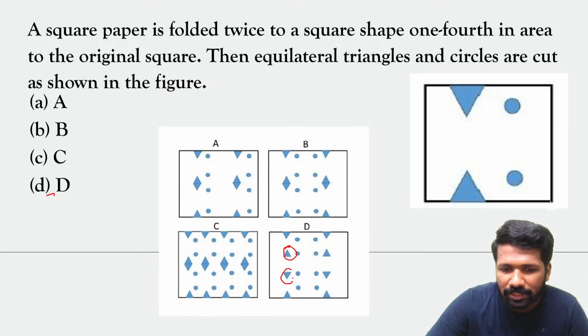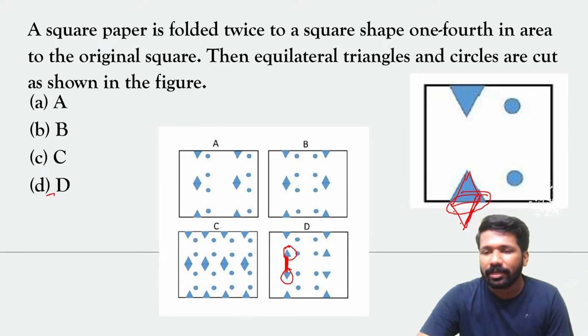Option D is clearly wrong because there is a gap between the triangles. That should not happen, na? Because this is on the edge. So definitely like this only, the next triangle will look like a mirror image. There should not be a gap in between. That itself eliminates option D.